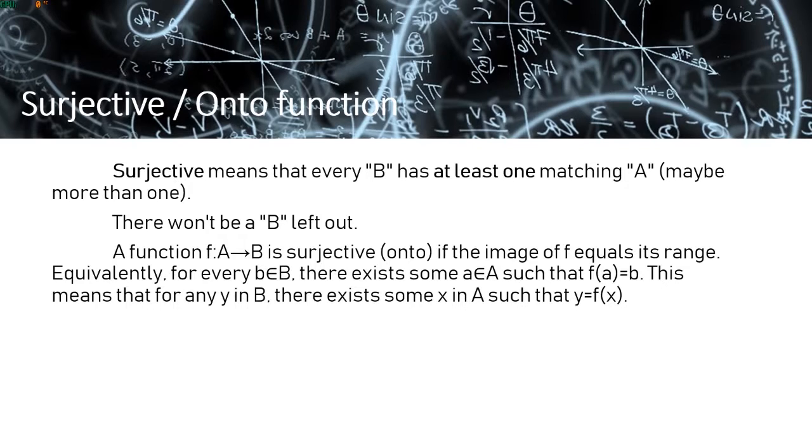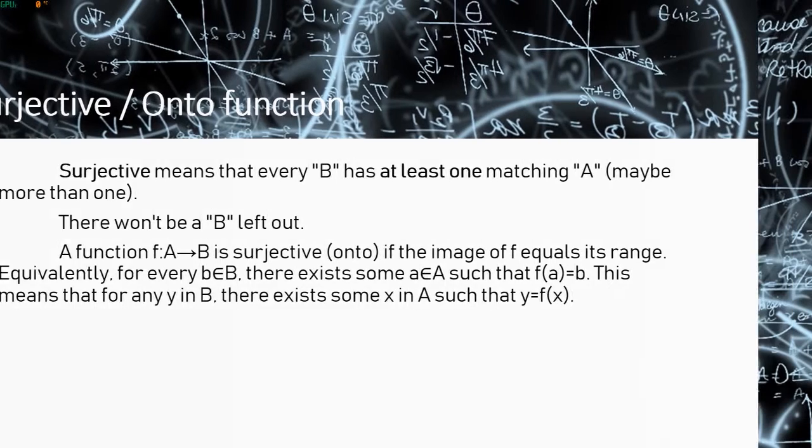A function from A to B is surjective or onto if the image of f equals its range. Equivalently, for every b element of B, there exists some a element of A, such that f(a) is equal to b. This means that for any y in B, there exists some x in A such that y is equal to f of x.